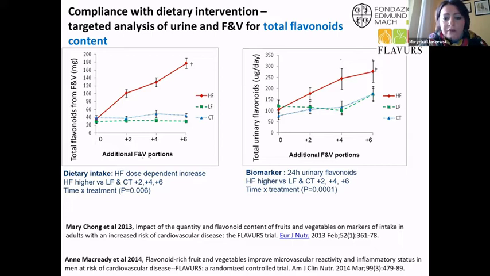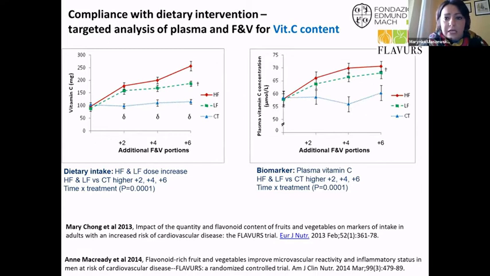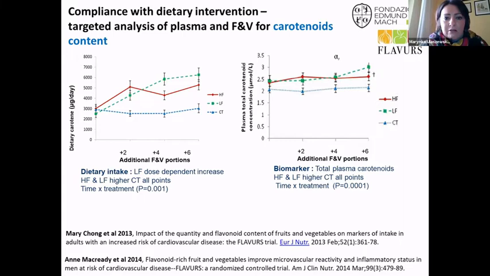in the fruit and vegetables versus the total flavonoids in the urine, and the trajectories of each of the groups correspond. The same for the vitamin C intake. So there's the total vitamin C content in the fruits and vegetables and the plasma vitamin C concentrations. And also here we see the high compliance with the diet. And in the end, the carotenoids were designed to be the same in the two dietary interventions versus the control group. So also here there is a coincidence.